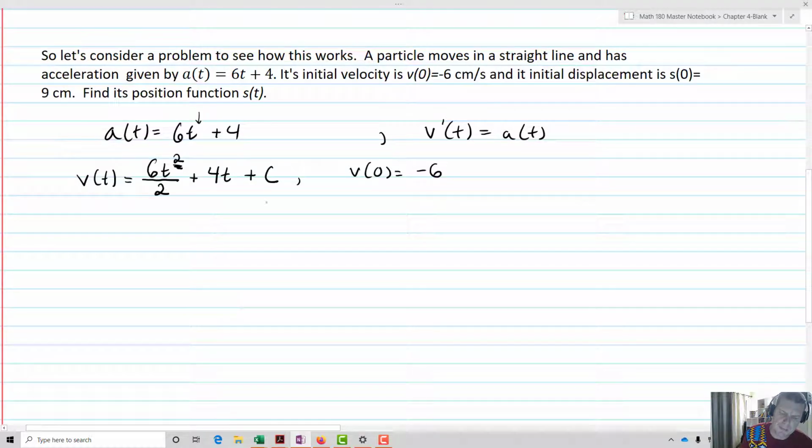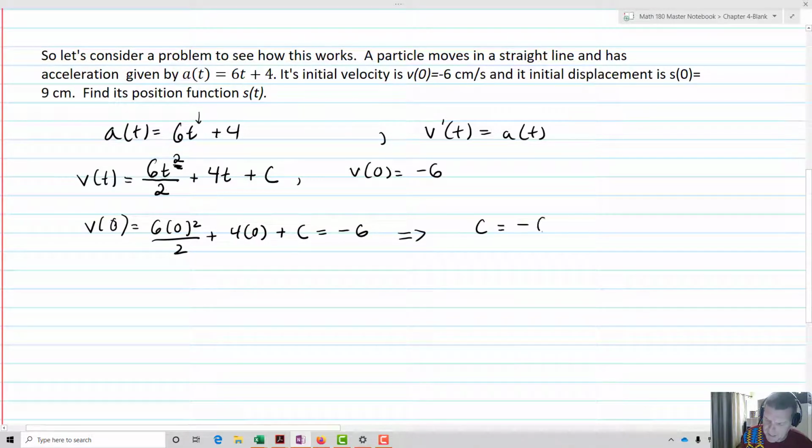So what I'm going to do is plug that in to figure out what c is. That's one of the big things that we're going to do with these antiderivatives. So v of 0 is going to equal 6 times 0 squared over 2 plus 4 times 0 plus c, and that'll equal negative 6. And so if I just do a little math, that gives me that c equals negative 6. So that's my initial velocity.